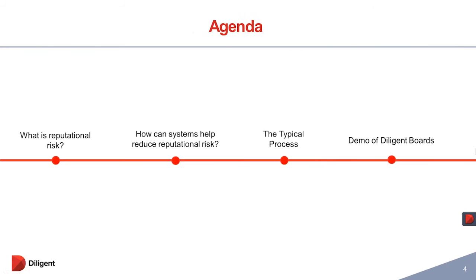So the agenda for today, I will go through from left to right what is reputational risk and why it matters to you. And then we are going to look at how systems can help reduce reputational risk. We will also take a look at a typical process from an administrator's view in creating and delivering board meeting materials, and how directors can receive, review, and annotate the information. Finally, I'm very pleased to show how it all works together on the Diligent Boards system.